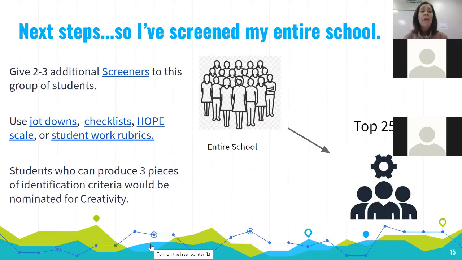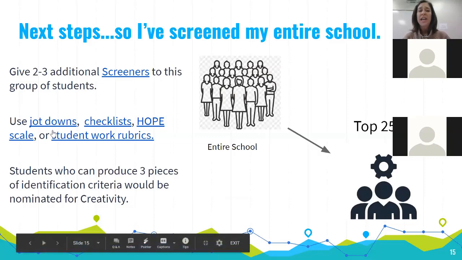What do we do? As you see on the slide, you would want to give them 2 to 3 maybe additional screeners. Also, if you didn't want to do any more screeners, you could jump down to some of these other options: jot downs, checklists, hope scale, student work. And from there, the hope is you would find 3 pieces of identification, and you could nominate those students and come up with 3 for creativity.